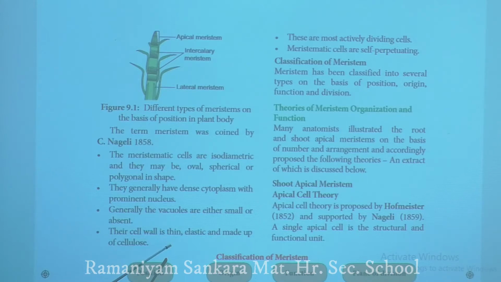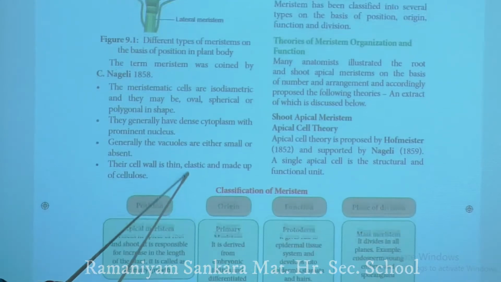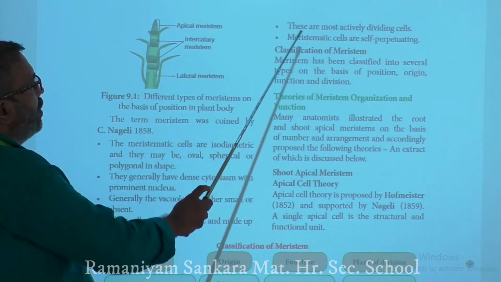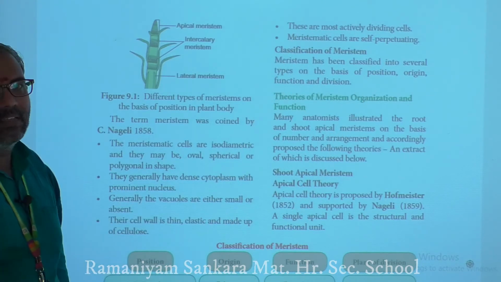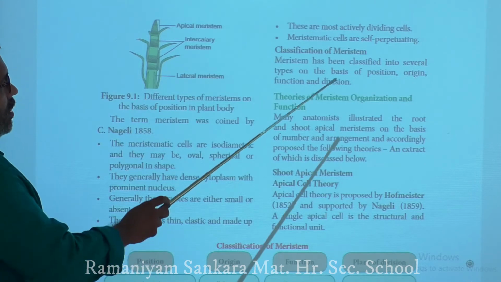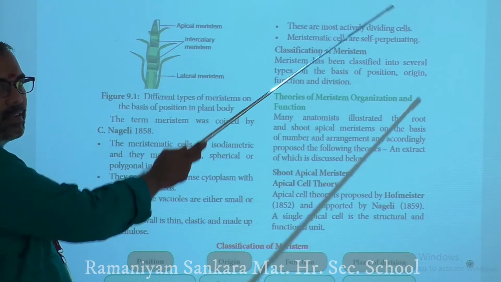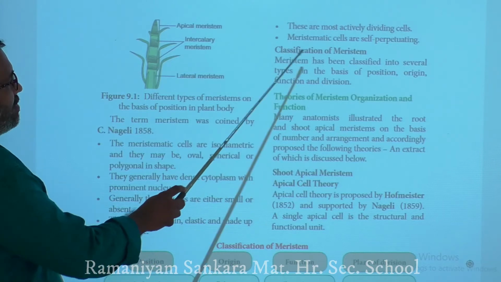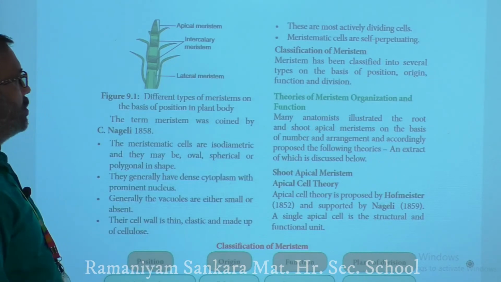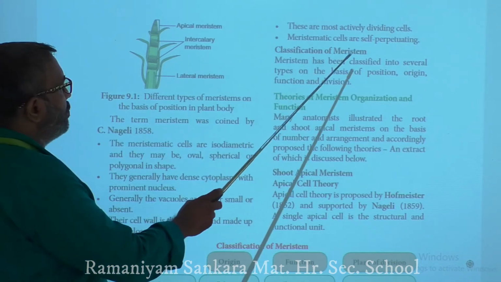Their cell wall is thin, elastic and made up of cellulose. These are the most actively dividing cells, performing cell division. Meristematic cells are self-perpetuating. So what is the classification of meristems?